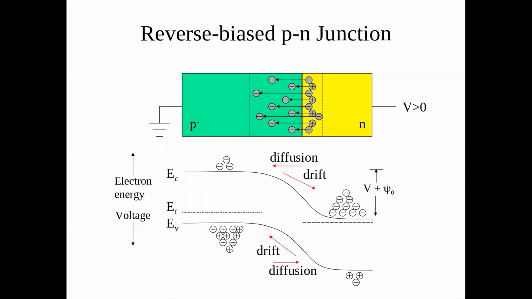Okay, so the effect of mobile charges going away is because of electrostatics. You essentially are equalizing these two forces. You are creating an electric field, which is trying to push things through drift. And then you have a difference of concentrations. You have many electrons here and few here, and many holes here and few here. These different concentrations create a diffusion current.